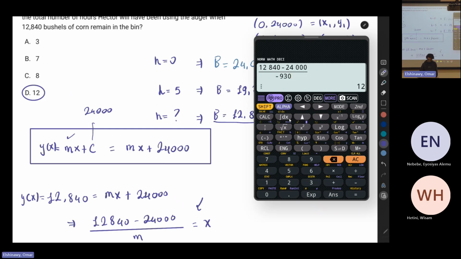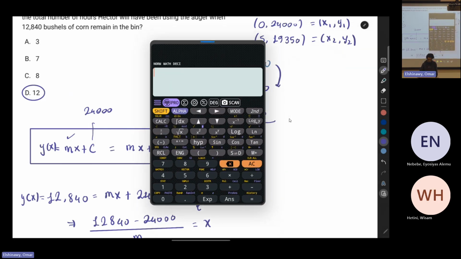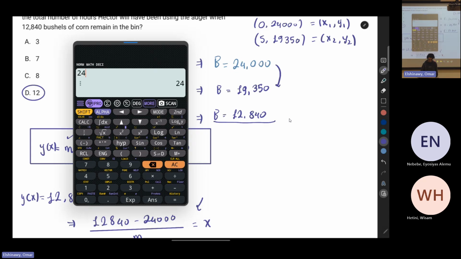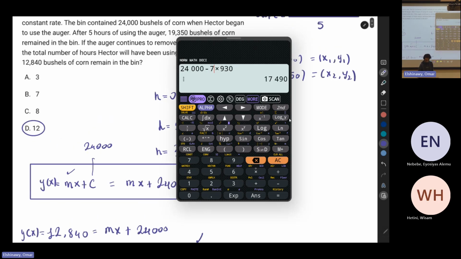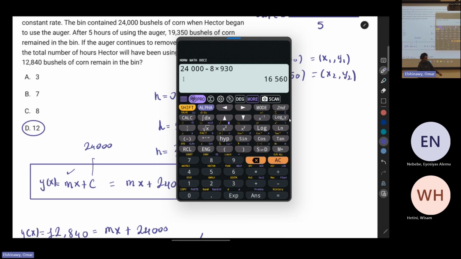Or without the equation, you know the slope is 930. So you can just write 24,000 minus x times 930. And you could just plug in values for x. So maybe I put x for 5, I get this. Put x for 7, I get 17,000, but I want 12,000, so that's not the answer. I put in 8, it's not 12,840. But if I put 12, it works. So that's how you do it.